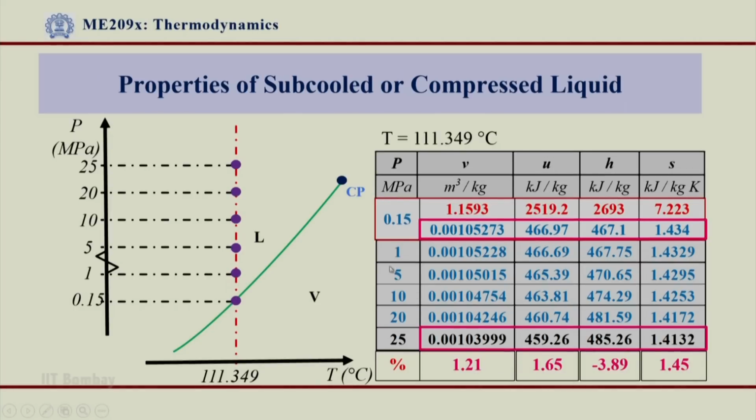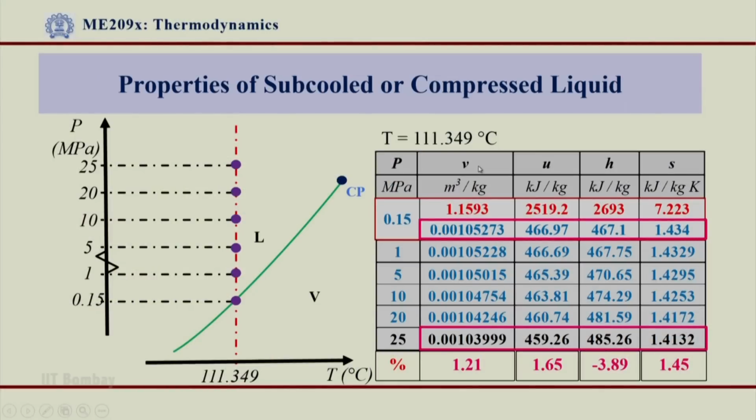It means that even if I compress the liquid from 0.15 to 25 MPa, and the pressure ratio is of the order of 200, the changes in specific volume, thermal energy and entropy are very, very small, while there is some significant change of minus 3.89% as far as enthalpy is concerned. This is a very significant discussion that we are having as we talk about subcooled or compressed liquid.